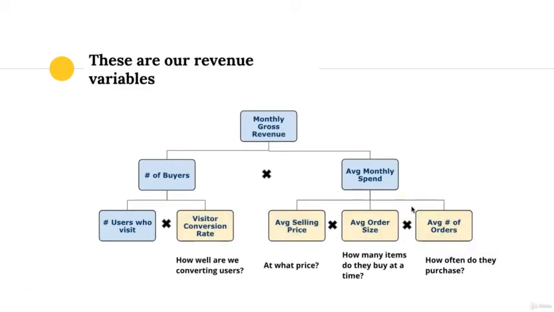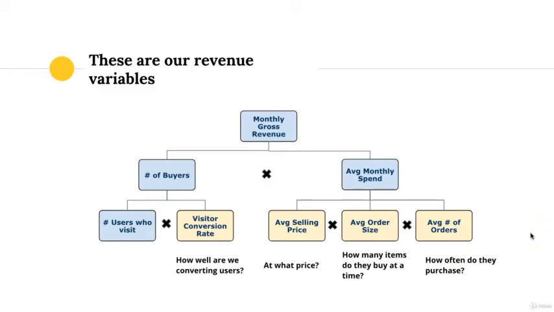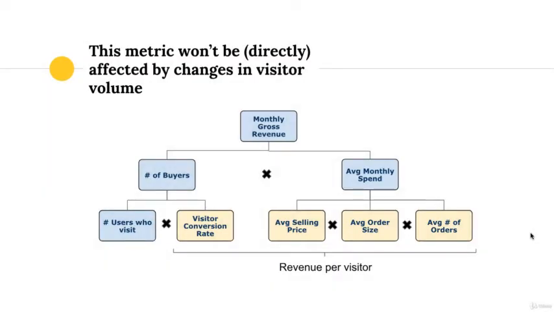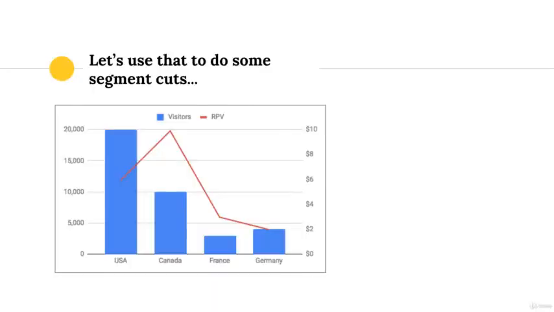So these yellow boxes here are the revenue variables. Conversion rate: how well are we converting users? At what price? How many items do they buy at a time? And how often do they purchase? And we can actually combine these four things into one metric that won't be directly affected by changes in visitor volume, which is more of an acquisition thing. And we can use that to do some segment cuts.